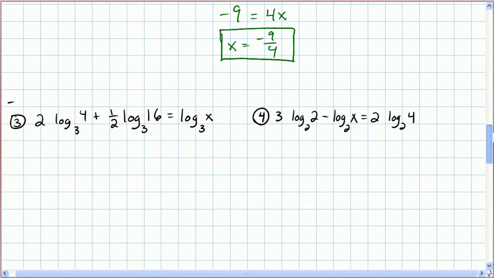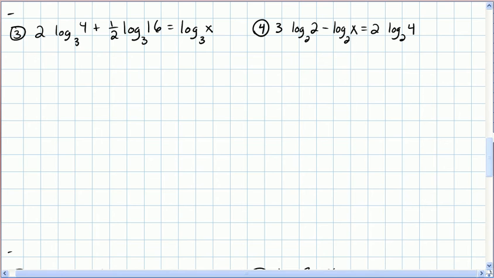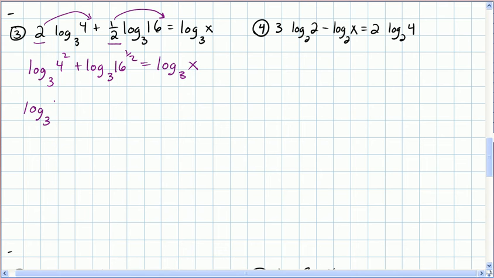Next two problems. Again, try these on your own first. Remember, anytime we have a number out in front, we can make it an exponent. So this is actually going to turn into log base 3 of 4 squared plus log base 3 of 16 to the 1/2 equals log base 3 of x. That would be log base 3 of 16 plus log base 3 of 4 equals log base 3 of x.